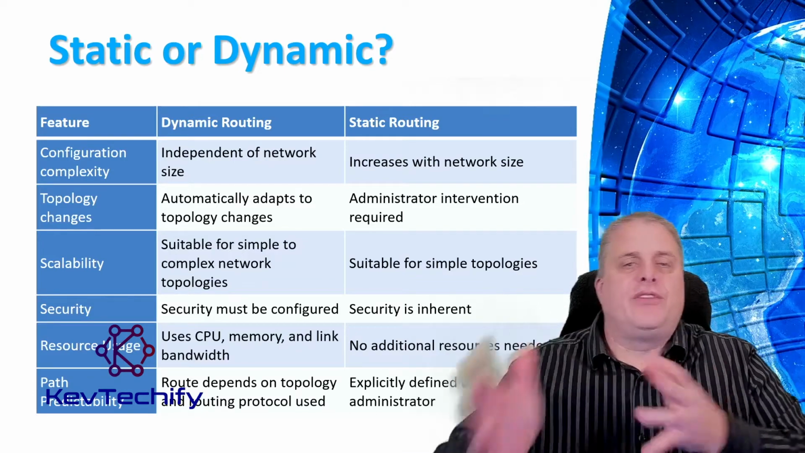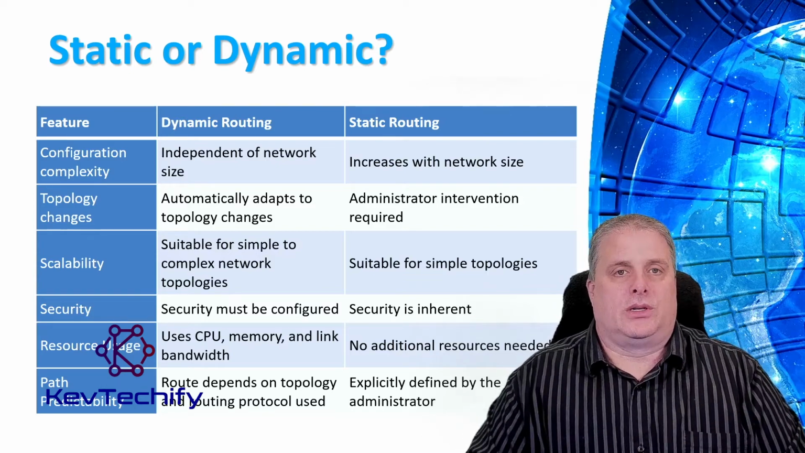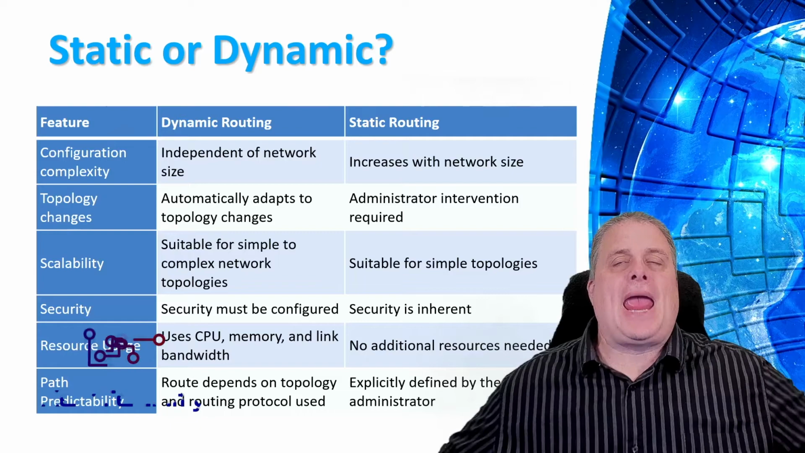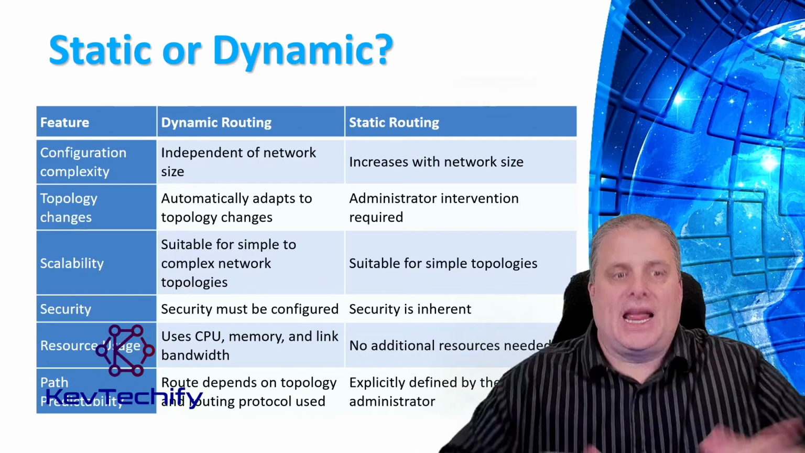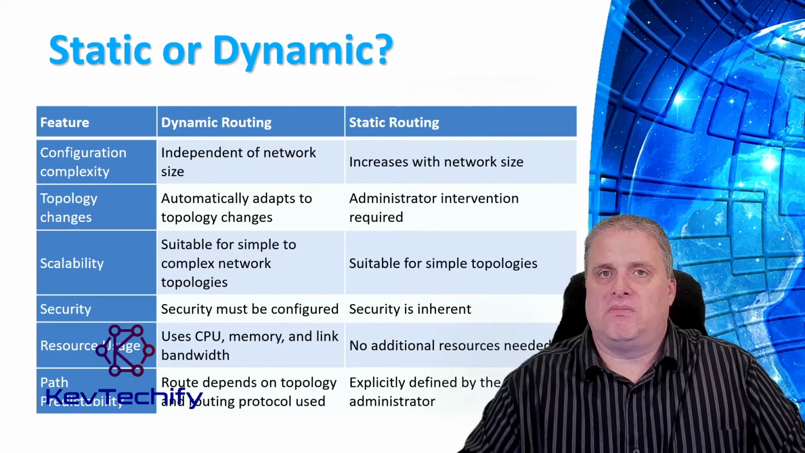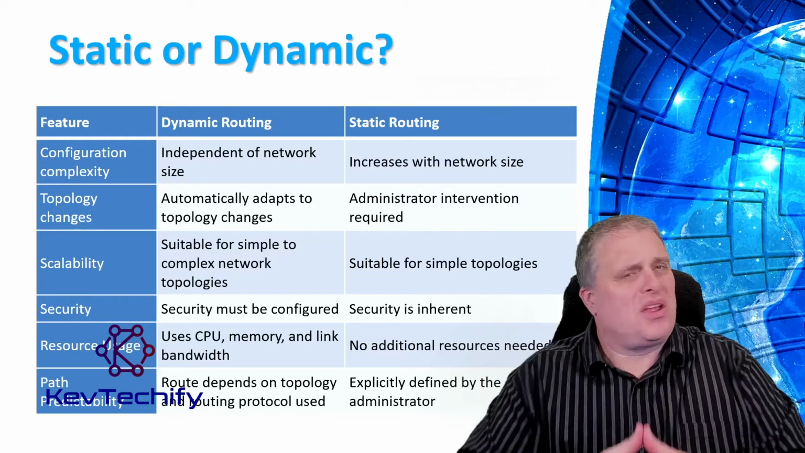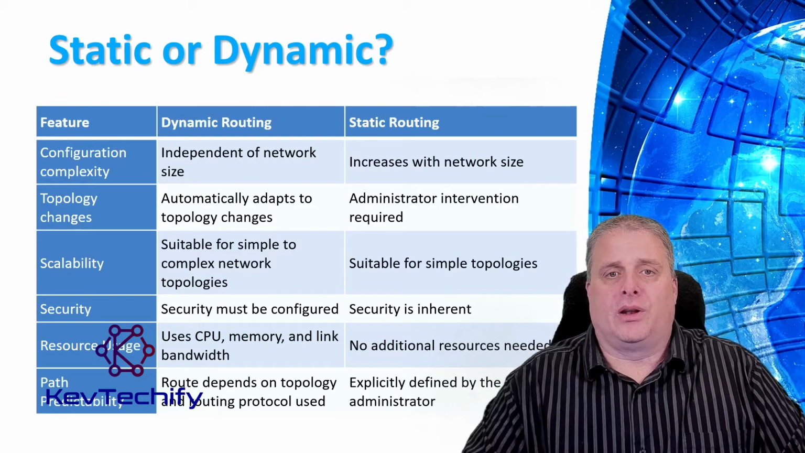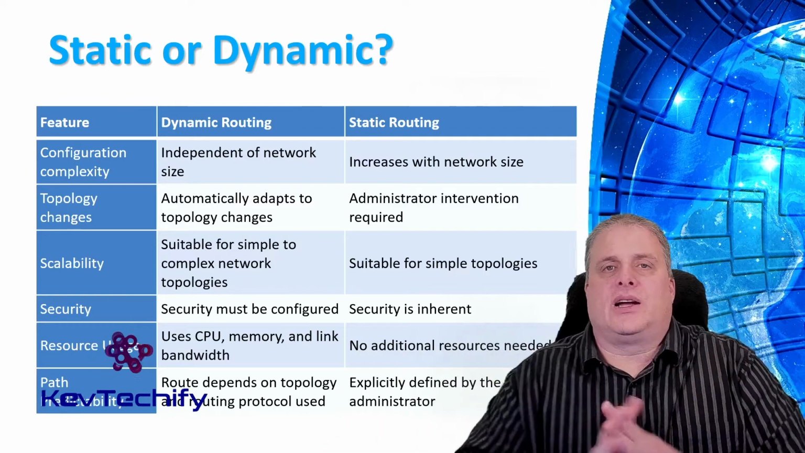You have to go into every device that's affected by this routing change and update those static routes. Scalability: when you're adding stuff to a network, the dynamic routing protocol is suited to do that. It works for simple networks to complex networks. You can use a dynamic one. For static routing, only use it on simple networks.